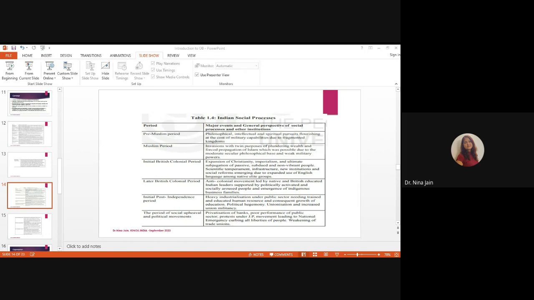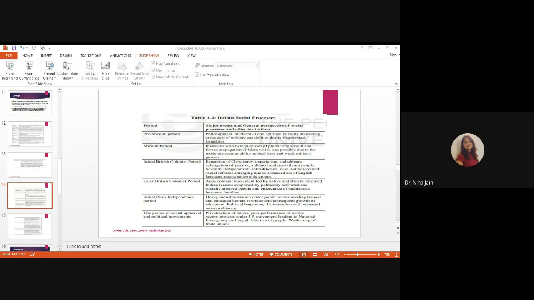Okay. So the Muslim period, I think there was more of invasion with the twin purposes of plundering wealth and forced propagation of Islam, which was possible due to the moderate secular philosophical base and weak military powers. So in the Muslim period they wanted to create more wealth. Indian social process was not so strong.